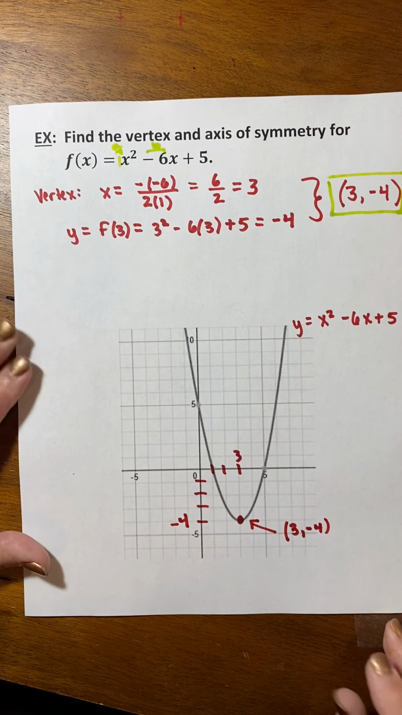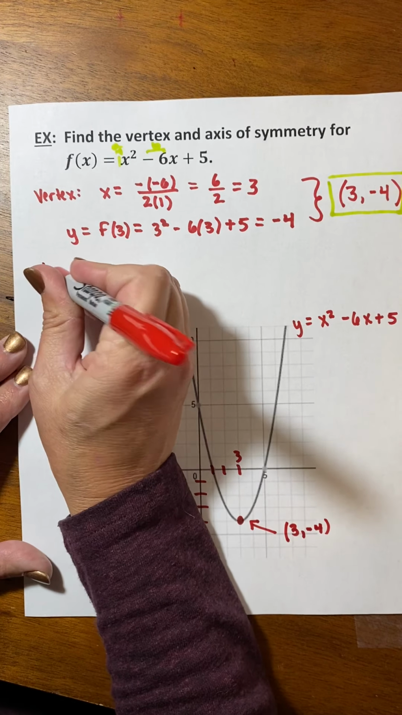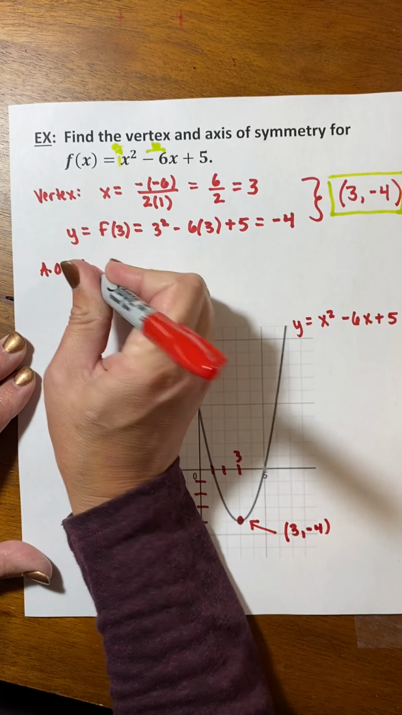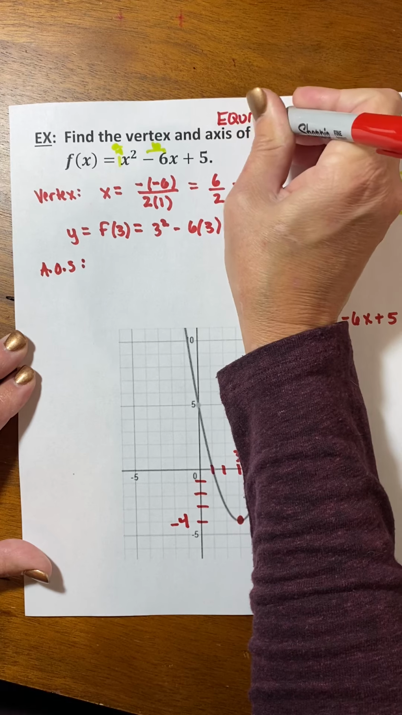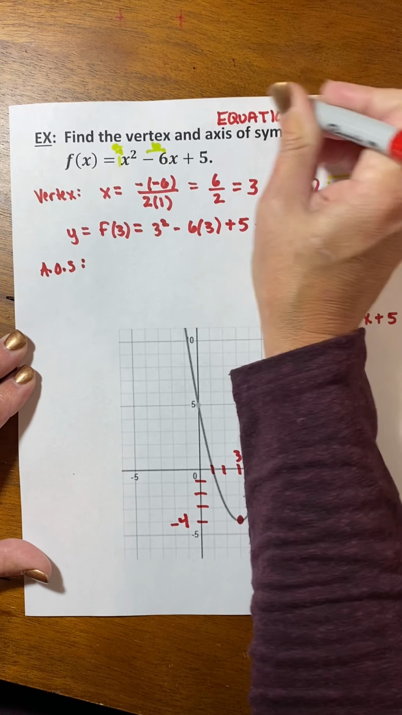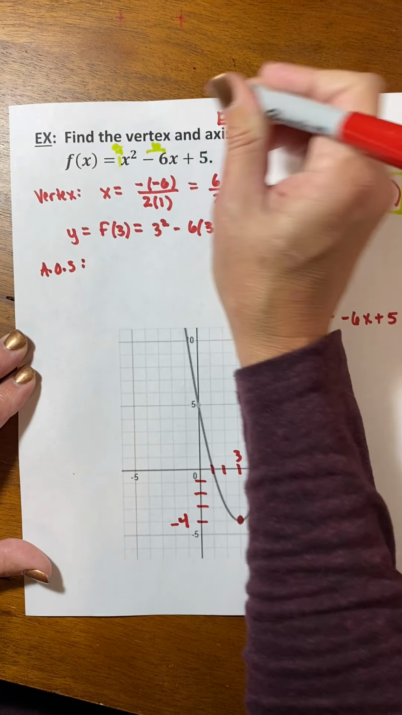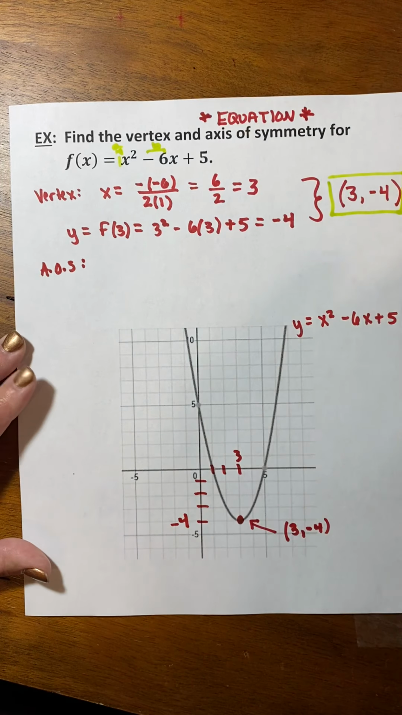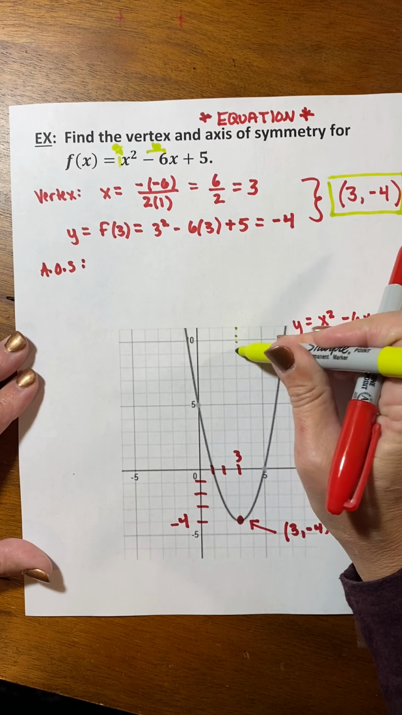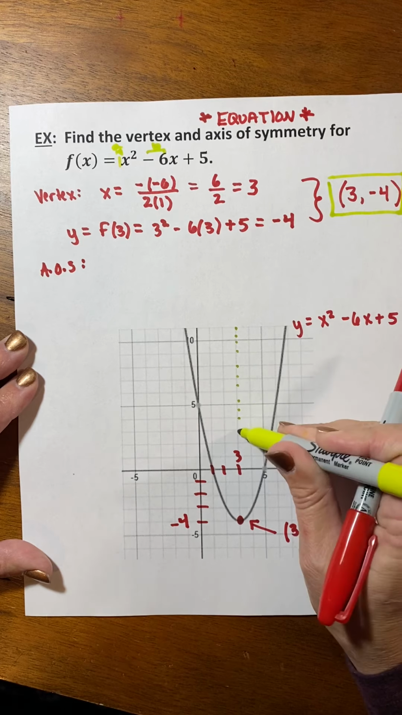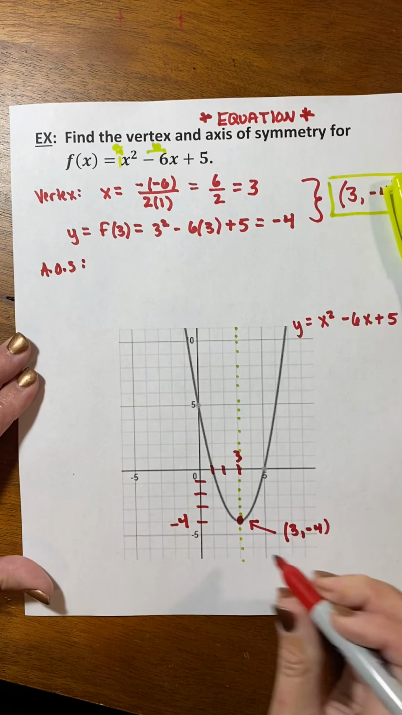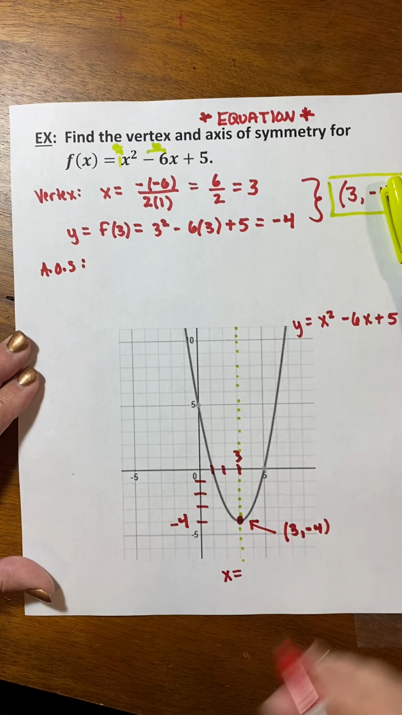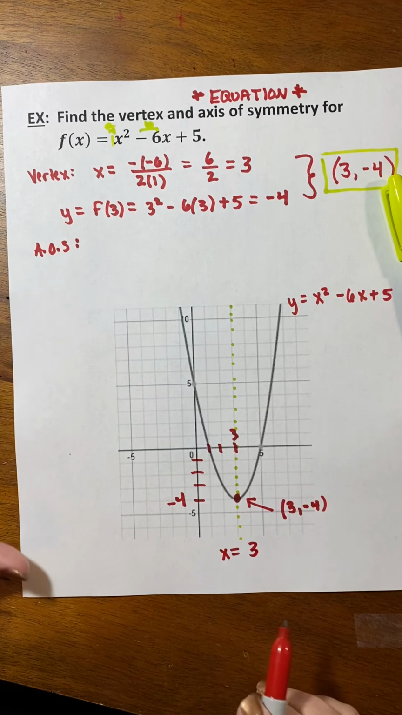Now the equation of the axis of symmetry, I'm going to abbreviate it AOS for axis of symmetry. The axis of symmetry is an equation, and it's so simple. You just have to remember to do it. The axis of symmetry is the vertical line that passes through the vertex. And the equation of this vertical line is x equals the x coordinate of the vertex. So it's x equals 3.